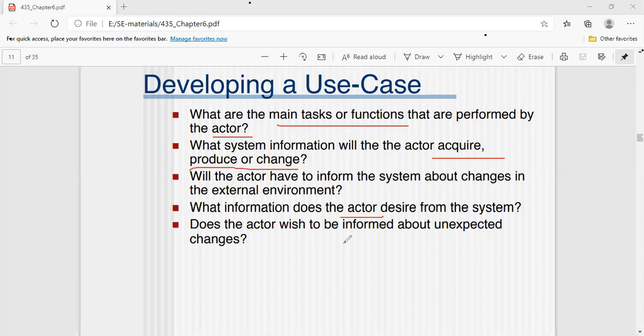So, does the actor wish to be informed about unexpected changes? If any kind of unexpected changes may occur while working with the system, what should he do? I mean, like feedback or some errors occurring in that particular thing, how would he be helped? In such cases, you should take care while developing a use case, right?